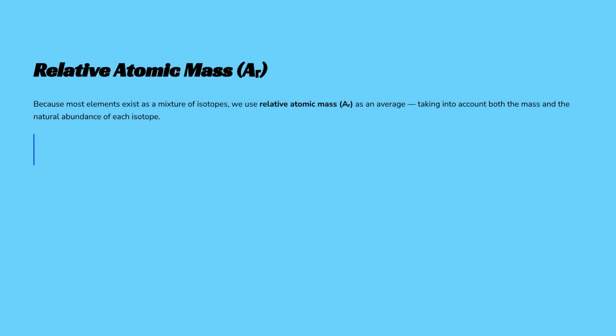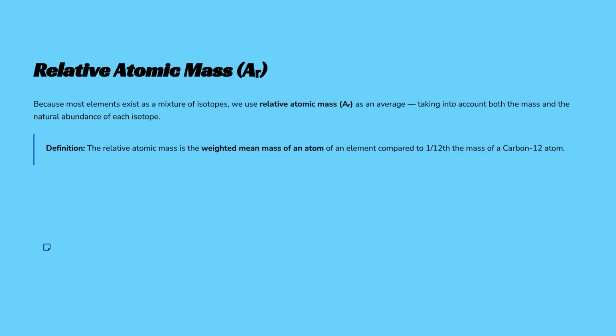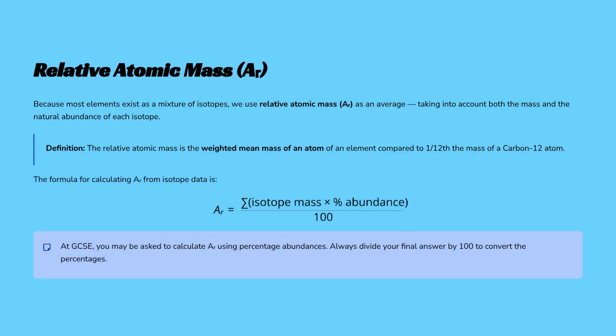Relative atomic mass, or Ar, is the weighted mean mass of an atom compared to 1/12 the mass of a carbon-12 atom. It accounts for the mass and natural abundance of each isotope. Remember to divide the final calculation by 100 when using percentage abundances.